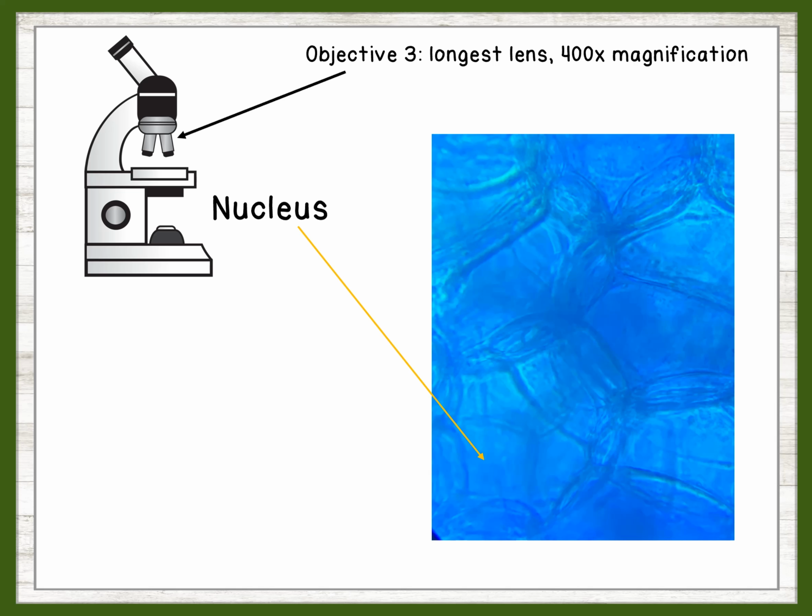Now that you've looked at both animal and plant cells, what would you say they have in common? What is different about the cells?